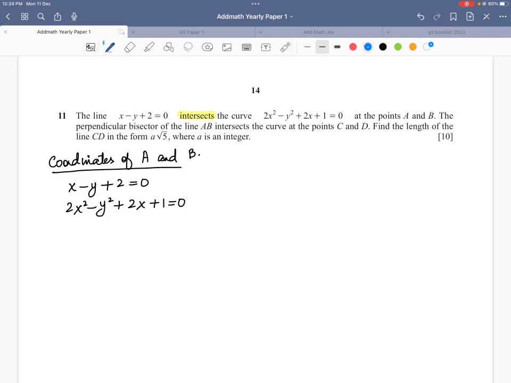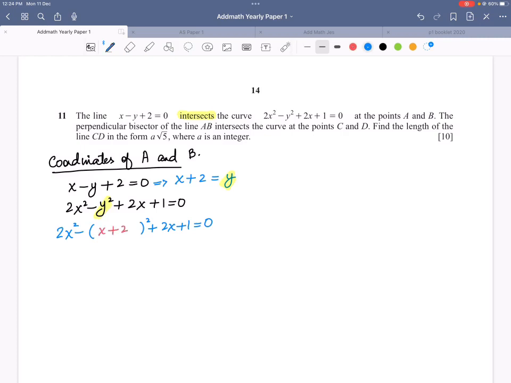I will make y the subject from the first equation. So if I make y the subject, it will be x plus 2 equals y, right? How is it so? Minus y, when you shift it to the right side, becomes plus y, and x plus 2 remains as it is. The benefit is that now we can use this value of y in our second equation. So now it is 2x square minus y square plus 2x plus 1 equals 0. Instead of y, I will use x plus 2.